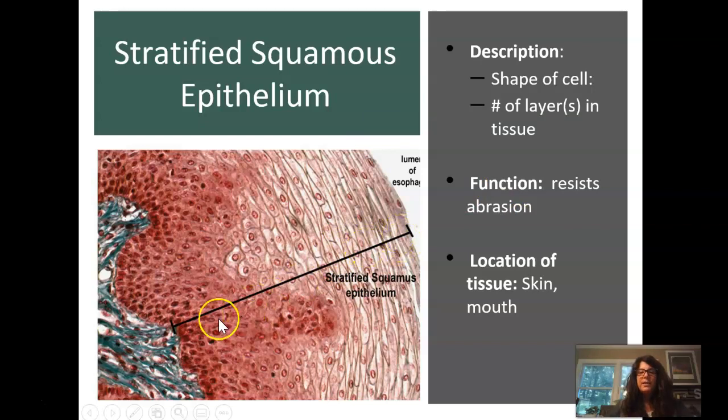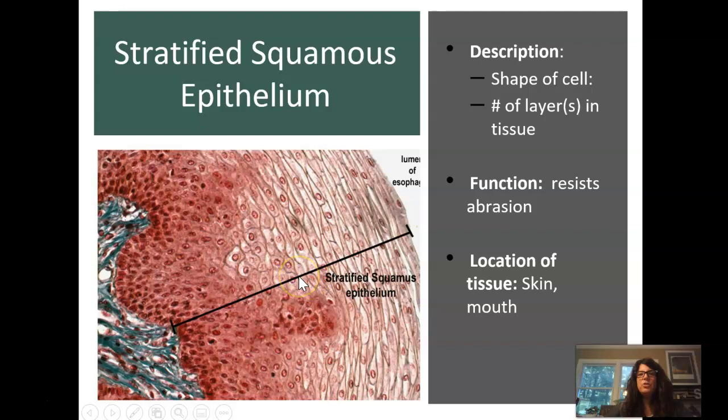And this is important because if we need something that's going to protect against scratches and scrapes, we want it to be thicker. We want it to be more than one layer. If we only had simple squamous, it wouldn't protect as well because that layer would easily get brushed off or removed. So stratified squamous's job is to protect. Your skin is stratified squamous epithelial, right? Your skin is exposed to the environment. There are skin cells that you're losing every day. So we want it to be stratified in order to protect us and our organs.